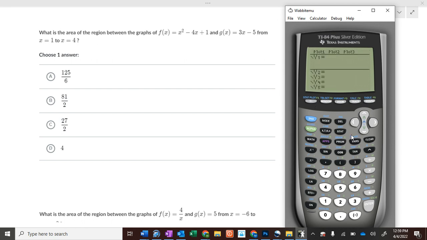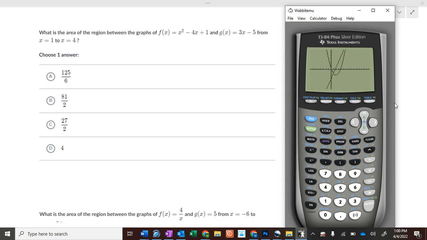So under y1, we're going to type in x squared minus 4x plus 1. Under y2, we're going to type in 3x minus 5. Now, what we have to do is graph it, and you guys have colored graphing calculators, which will help you. But we're going to graph this. And you see a curve there and a straight line there.